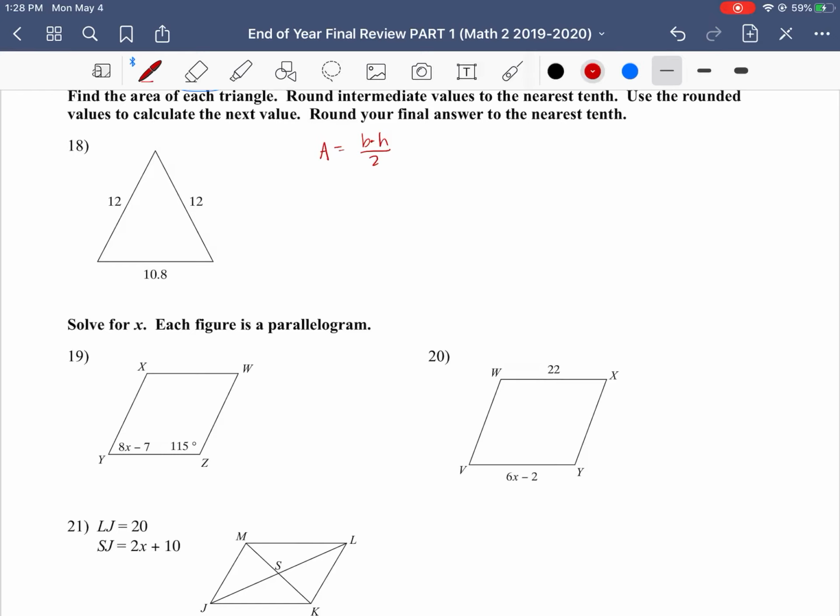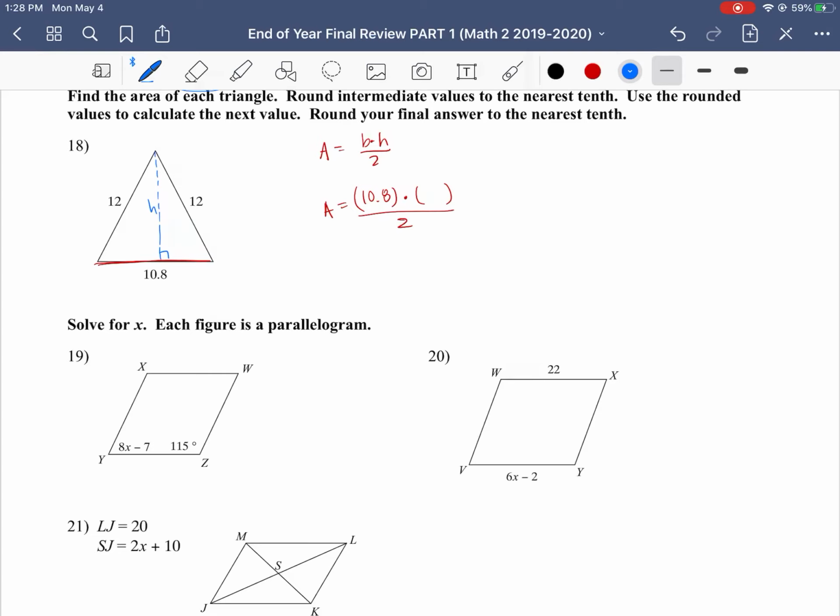So here we go. We have our triangle here. It looks like we have a base of 10.8. So if I'm actually calculating the formula, I already know that this is 10.8. There's my base times my height divided by 2. I just don't know what that height is, so we need to find that in the triangle. So if we go ahead and drop an altitude down here, this would be the height of our triangle.